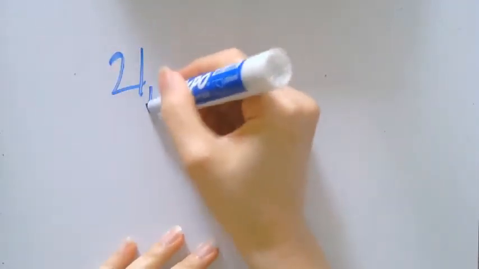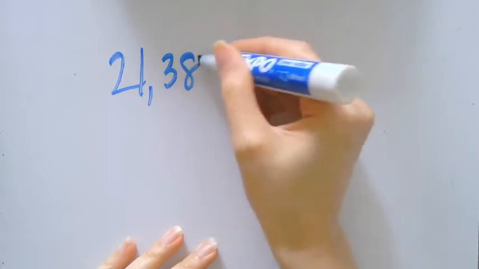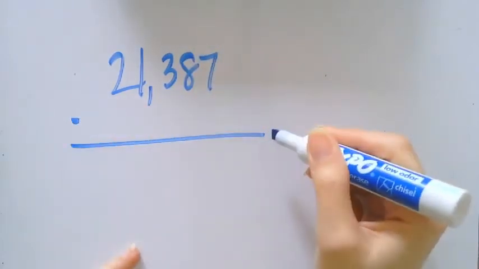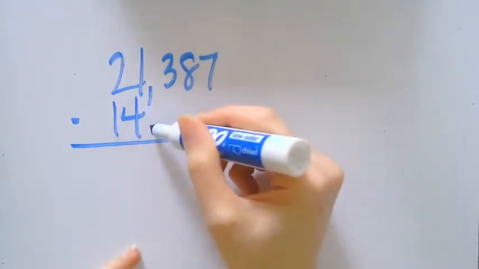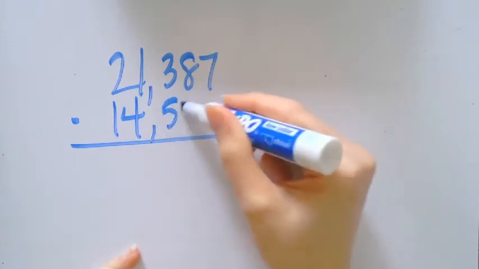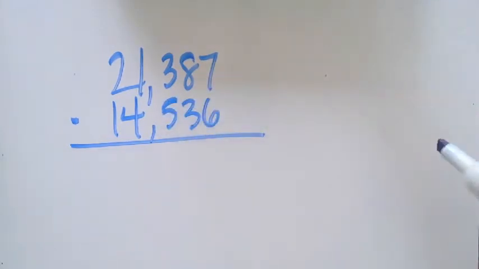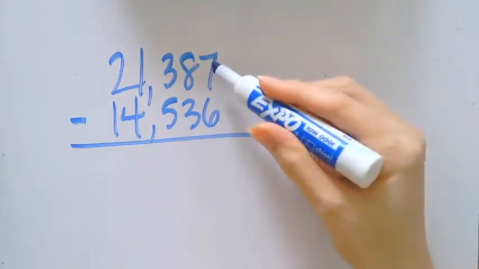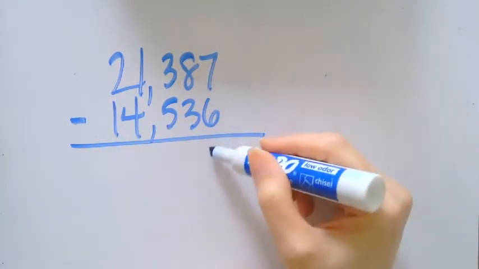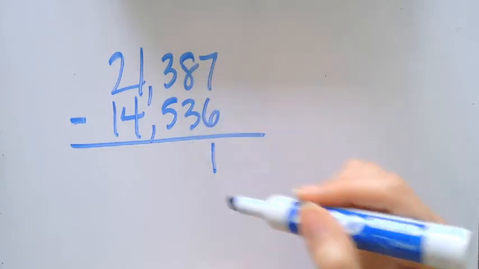We're going to try one more review subtraction problem: 21,387 minus 14,536. Again, starting with our ones place. 7 minus 6 is 1. 8 minus 3 is 5.